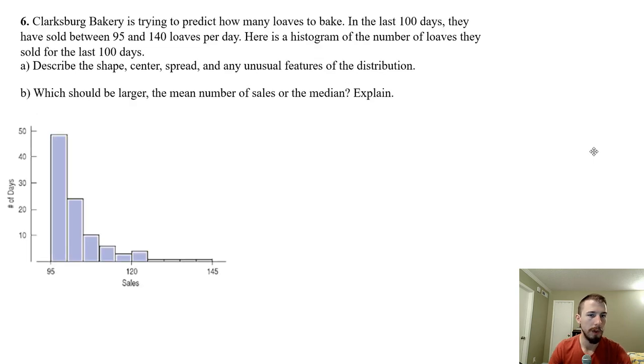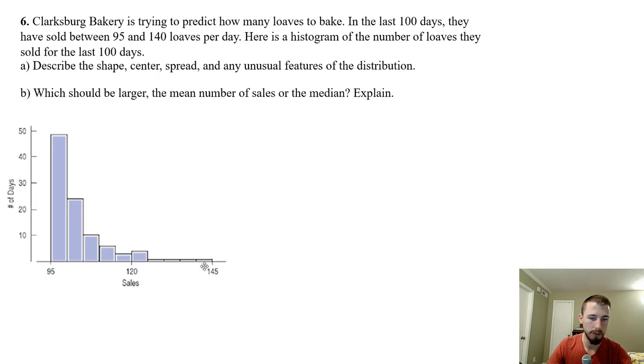All right, Clarksburg Bakery, that's why we had all the bread at the beginning, is trying to predict how many loaves to bake. In the last 100 days, they have sold anywhere between 95 and 140 loaves per day. So notice here, this is not going from 0. There's a jump in the data, so 95 all the way up to 145.